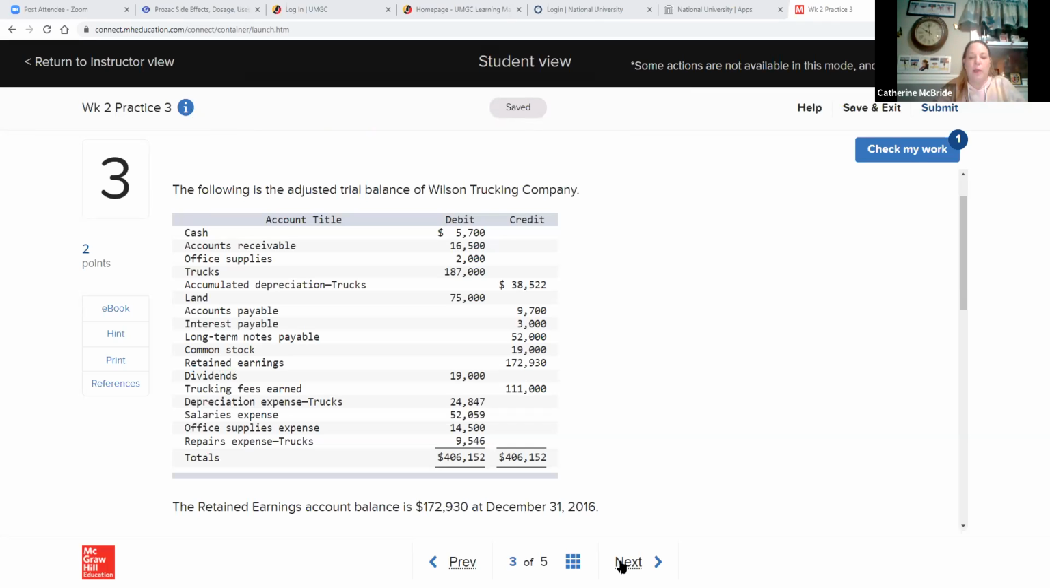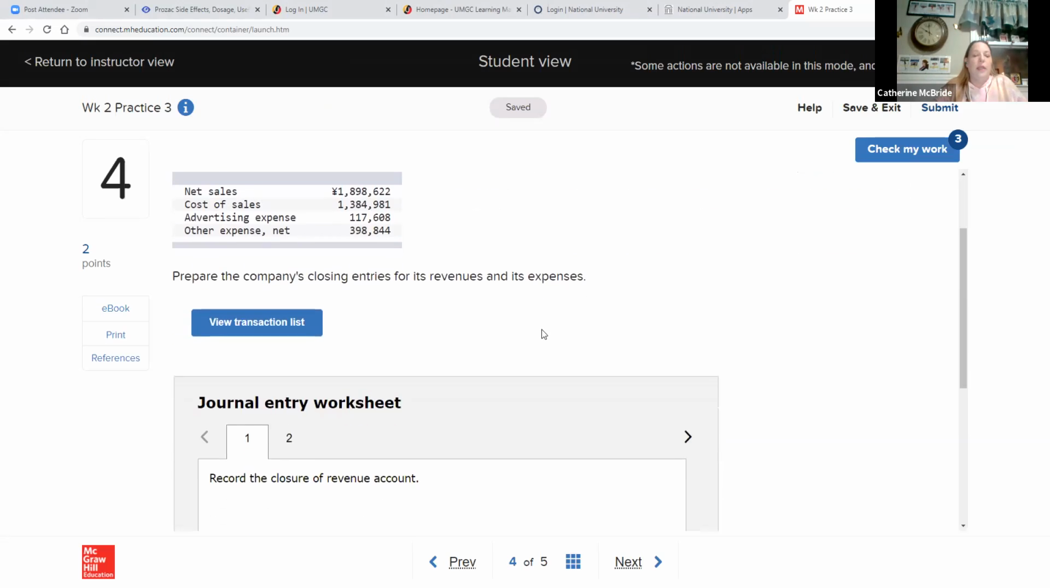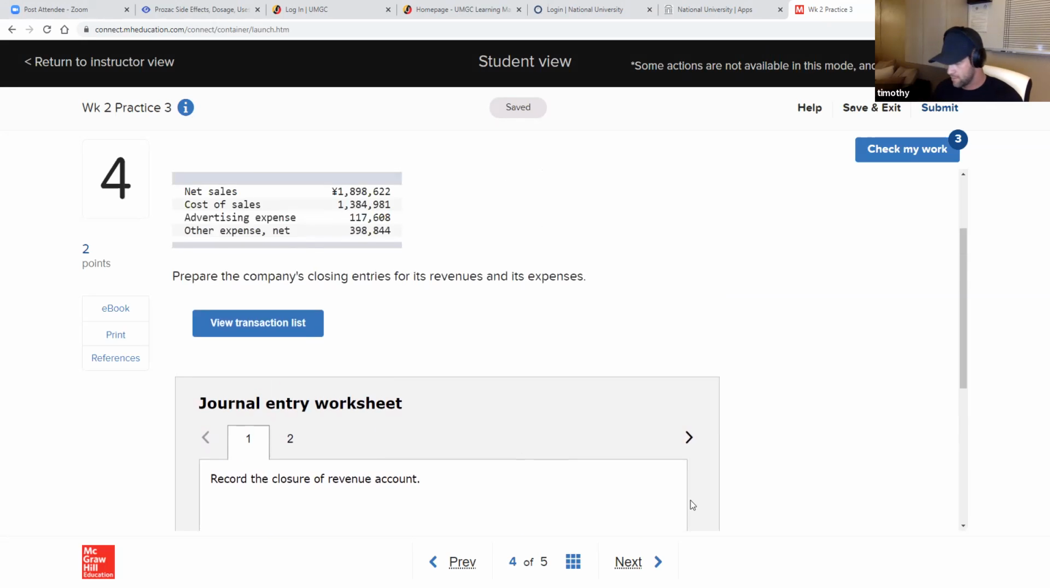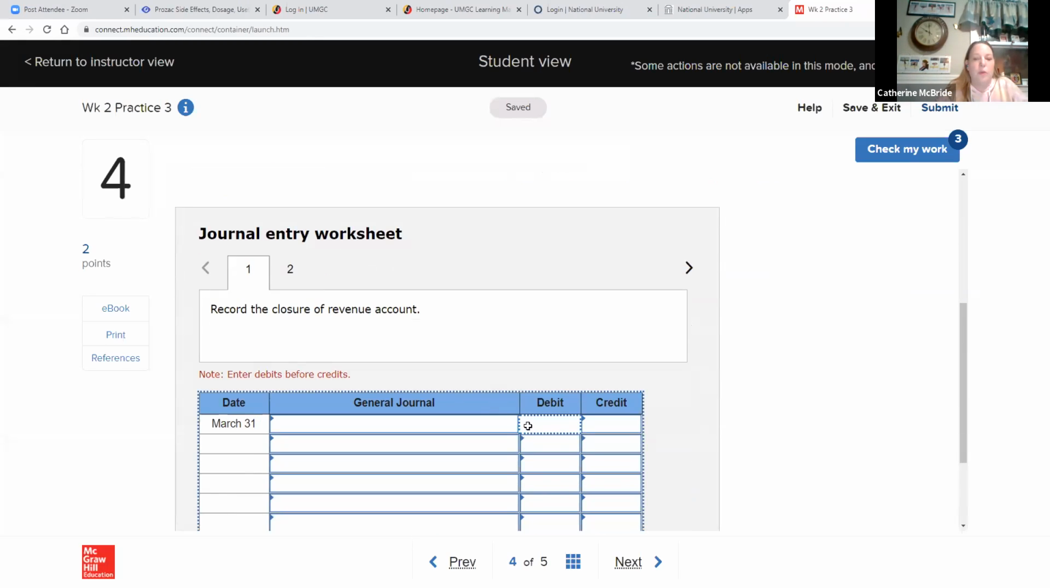So that's what you're doing when you do this problem. So here, we're going to close the revenue account. So in this case, our revenue is our net sales. So see if I can make this small enough to do it all in. So it was 1,898,622.